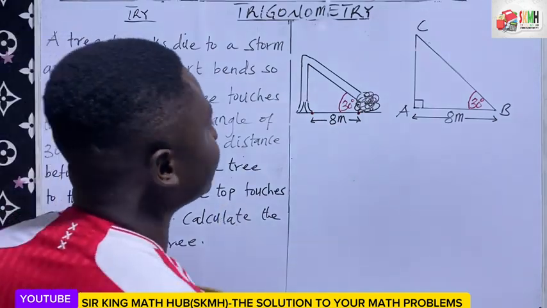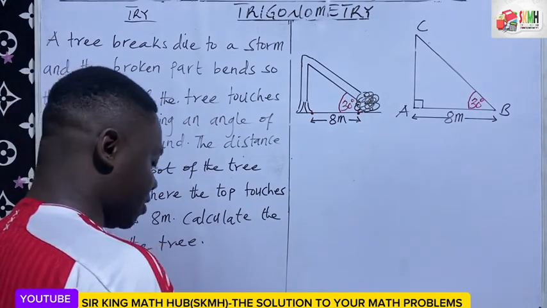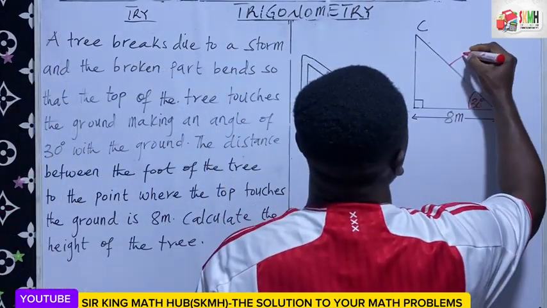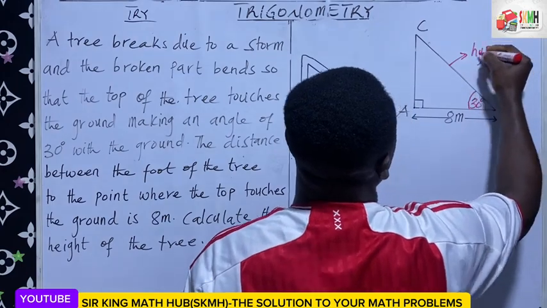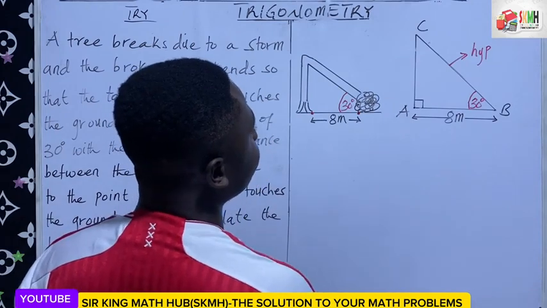So now from our right angle triangle, let's identify the sides of the right angle triangle. So clearly this side here represents the hypotenuse because it is the longest side. Again, it is the side facing the 90 degrees angle.